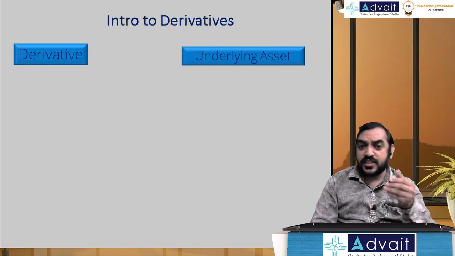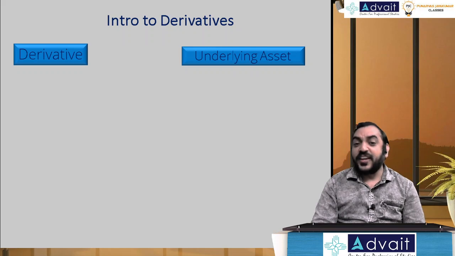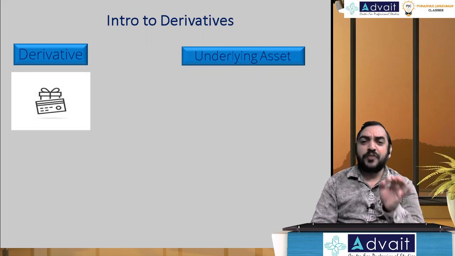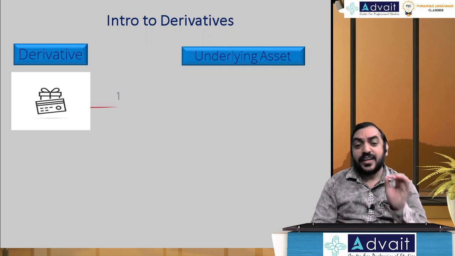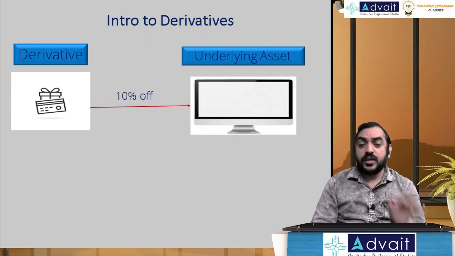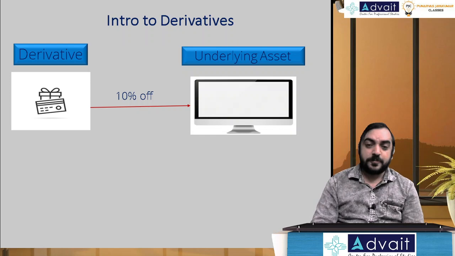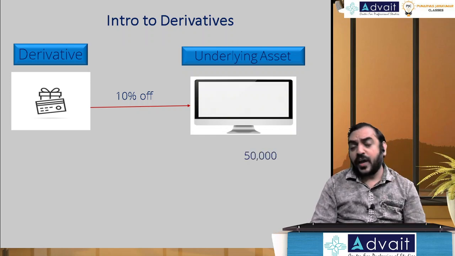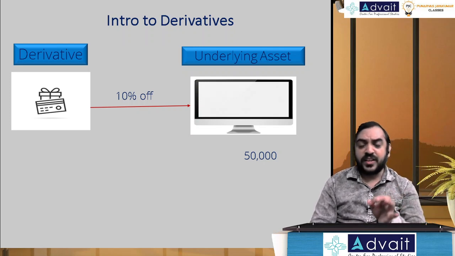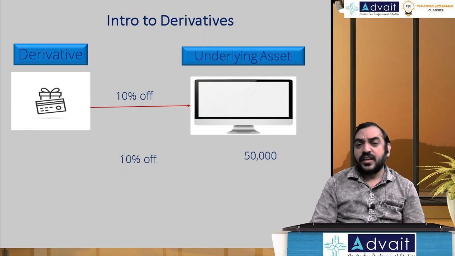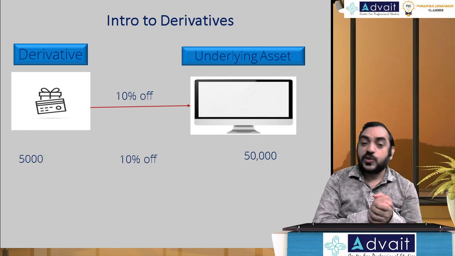We can also understand it in one more manner: derivative and underlying asset. Take an example of a gift coupon. A gift coupon which says 10% off on the computer you buy. If the computer value is 50,000, 10% off. So how much do you get? 50,000, 10% means the gift coupon will be 5,000.